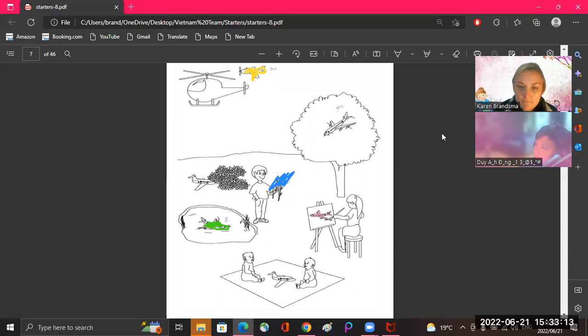4. Now find the tree. Yes. There's a plane in it. Color it orange. Orange? Yes, the plane in the tree. Very good.